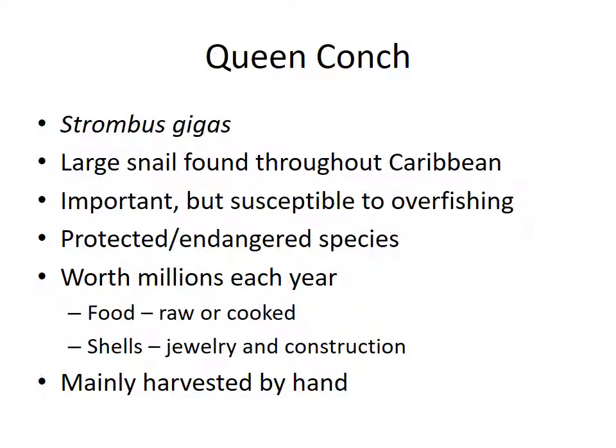They are a protected species. They are considered on one level endangered or potentially endangered. Their fishery is worth millions of dollars each year. So while they're protected, it's because we want to keep their population going so that we can harvest them and fish them. As a food, they're eaten either raw or cooked, and their shells, not surprisingly, are used in jewelry, also used in construction, and they're mainly harvested by hand.